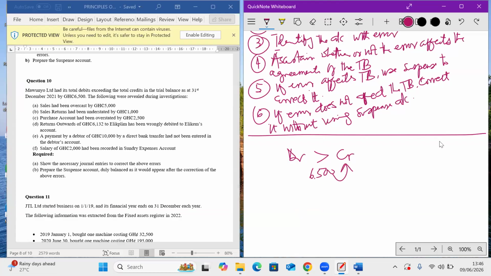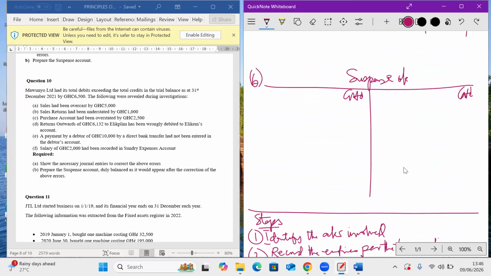You go to your suspense account. The shortage occurred on the credit side, so you write difference. Don't write balance brought down. You write difference. You can write it this way, you can write it in full. How much? 6,500. You write the difference figure there.